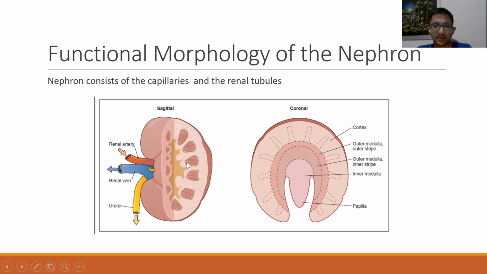Basically, the direction in which the papillae point is the direction to which they drain. You can see the papilla here, and that drains into the minor calyx, which drains into the major calyx, and then into the pelvis and into the ureter to the bladder. And then I'd like to go over the blood supply.